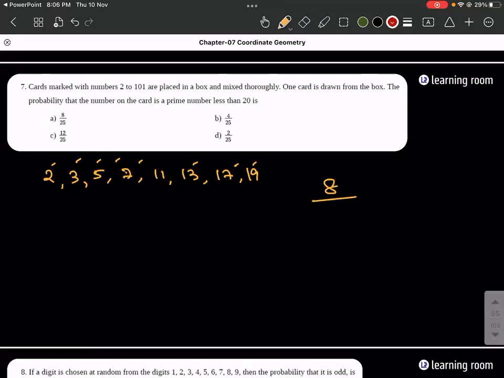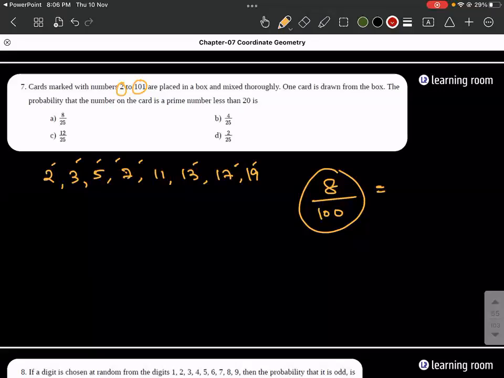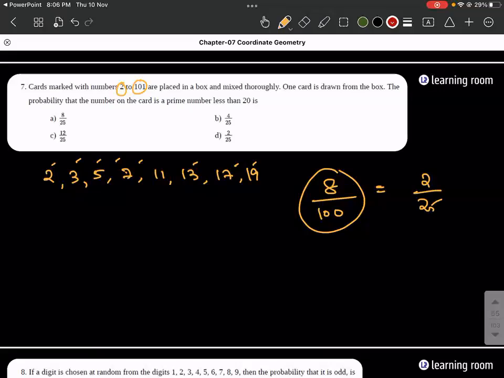So 8 are there out of how many cards? 20? Read the question carefully. 100. Yes. Because their expectation is for you to get a prime number less than 20. It can be any of the 8 prime numbers out of the 100 available, because the numbers are marked from 2 to 101. So 8 divided by 100 is 2 by 25. Yes. Is there an option? Yes.